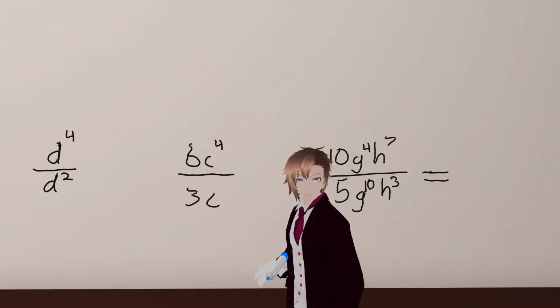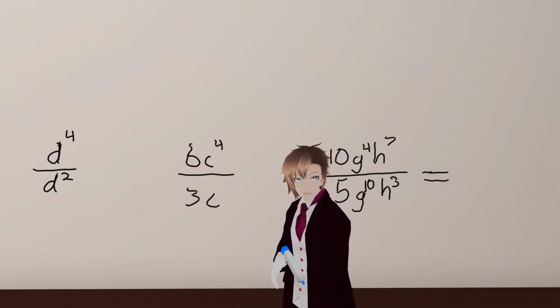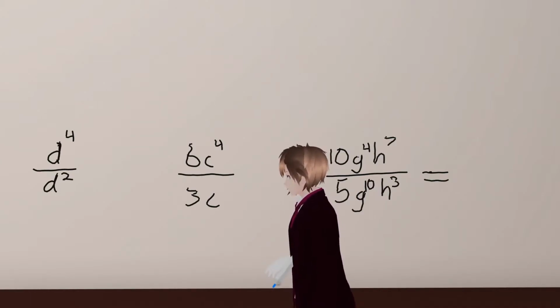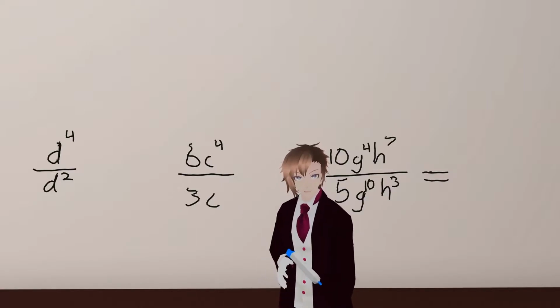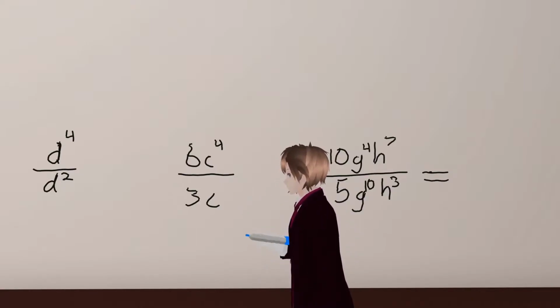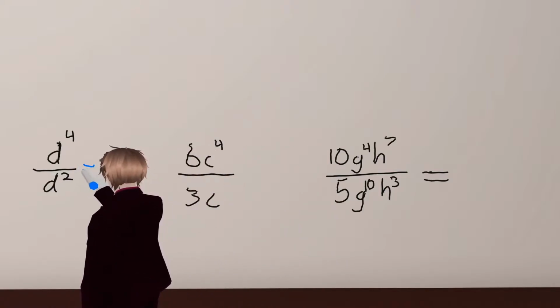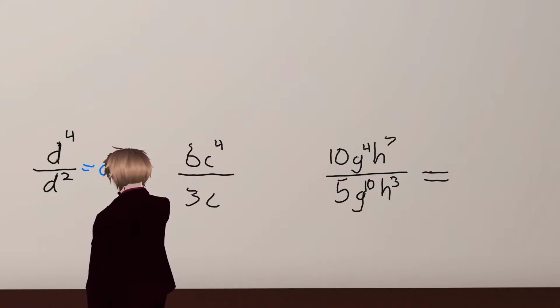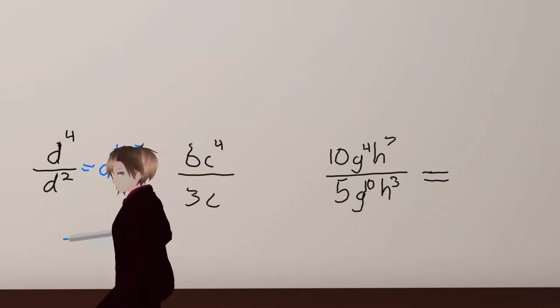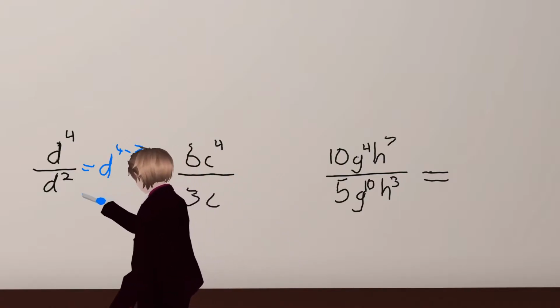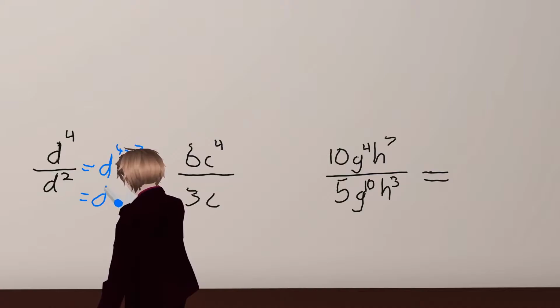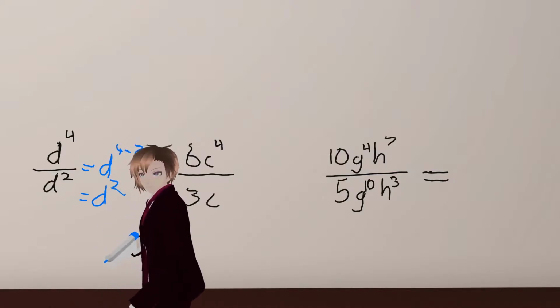Okay, let's do a couple of questions with dividing. The dividing was takeaway. So this first one has d to the power of 4 divided by d to the power of 2. To simplify this using the index law, we would have d to the power of 4 minus 2. And 4 take away 2 is just 2. So the answer is d to the power of 2.